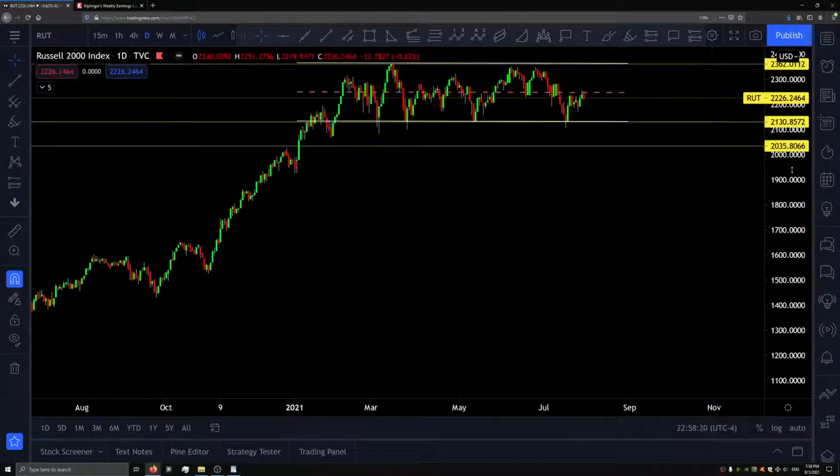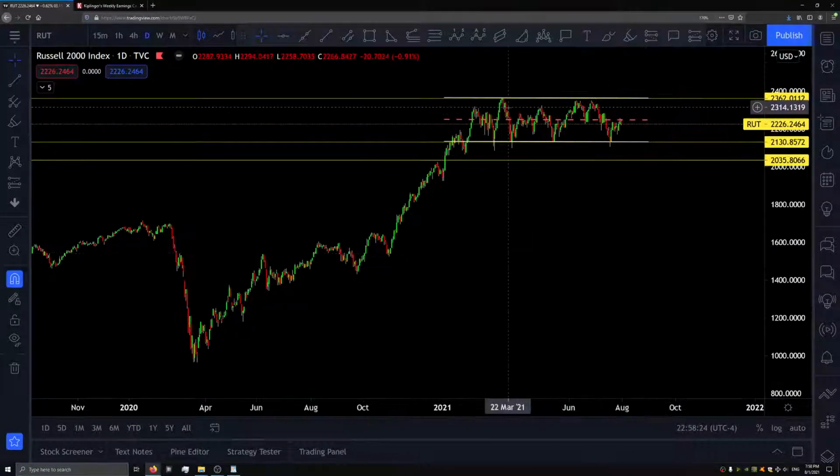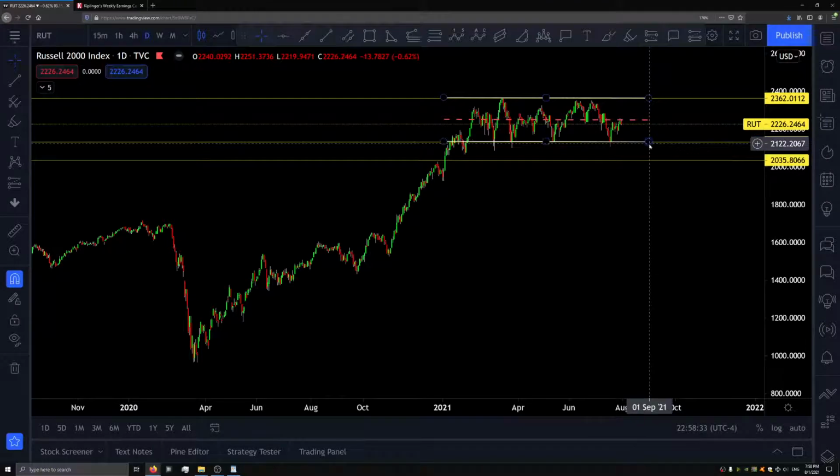Russell 2000, we'll do this one real fast. This is an analysis from a different class, but basically right now for this whole year, the Russell 2000, the smaller business index, has been consolidating to the right, stuck in the price range between 2,122 and 2,365. Those two levels here.